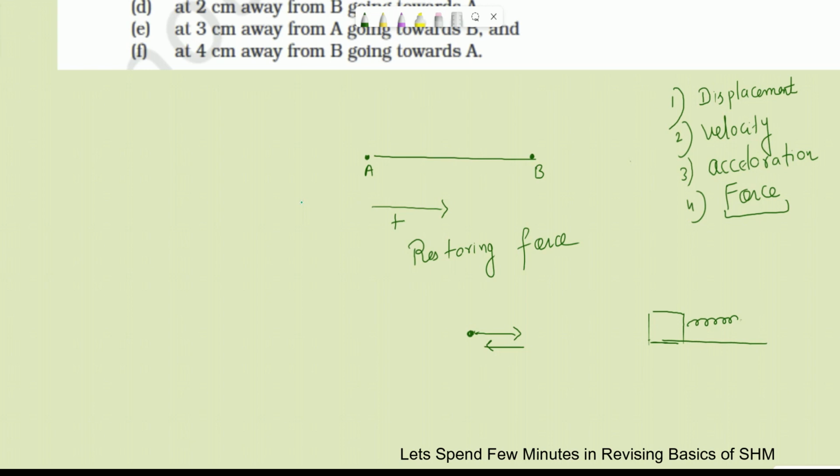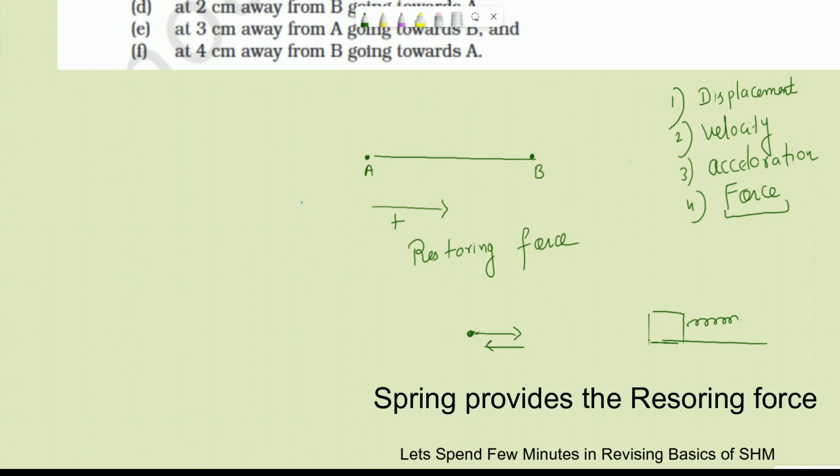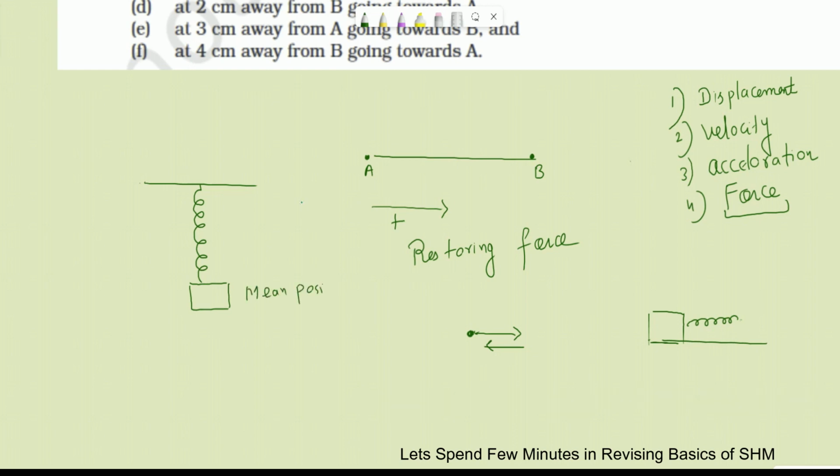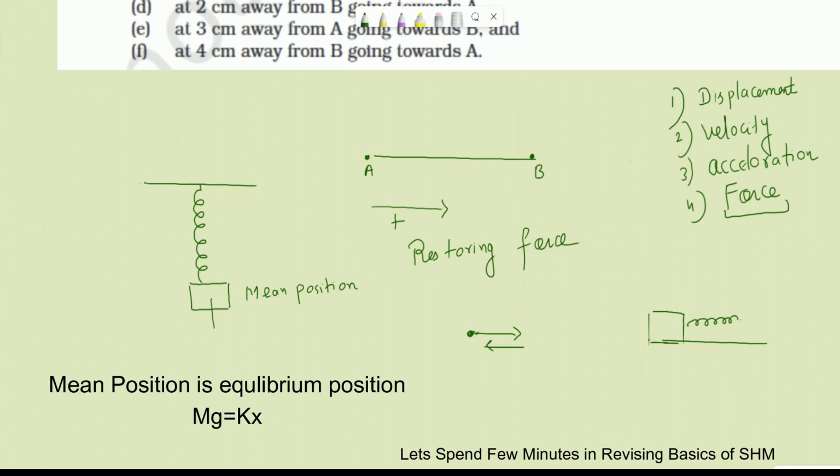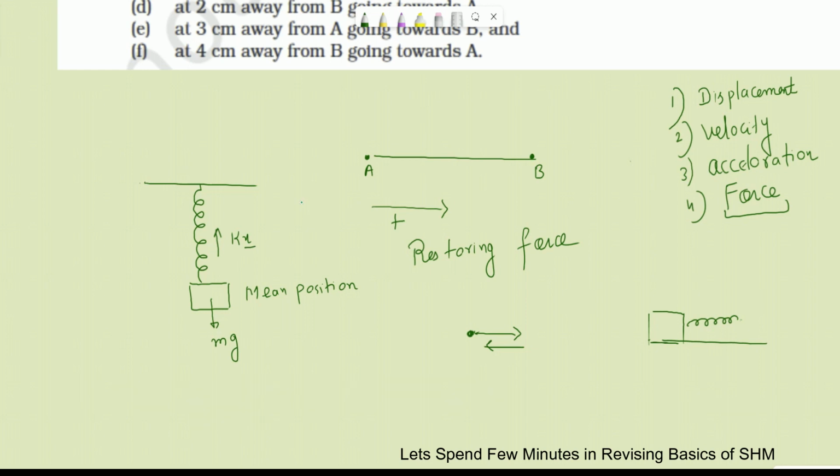To make it easy, let me just draw a vertical mass. This is your vertical mass, and you connect it to a spring system. This is called the mean position, where there is no external force and the mass is hanging. The weight of the mass, which is mg, is supported by the restoring force in the spring, which is kx. Here x is the amount of elongation which the spring sees when you connect the mass mg.